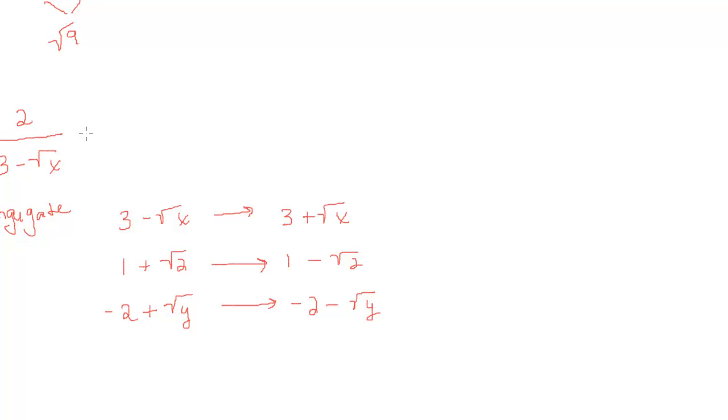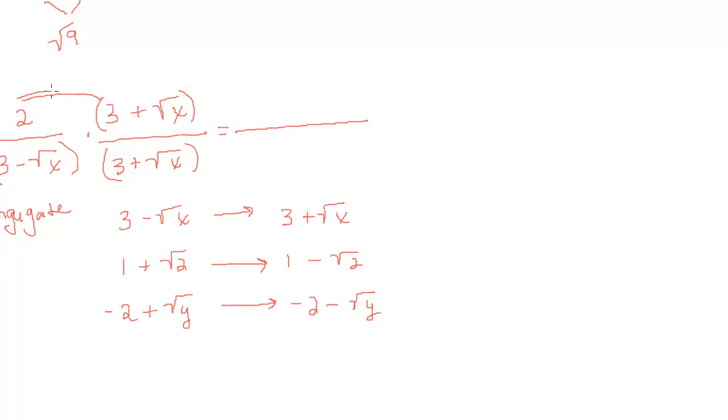So back to the problem, I'm going to multiply top and bottom by the conjugate, 3 plus root x over 3 plus root x. So now when I go to multiply, we need to remember that these are just understood to be in parentheses, so I actually have to FOIL, and up here I have to distribute. So the numerator becomes 2 times 3 or 6 plus 2 root x, and the denominator, here we're going to FOIL. 3 times 3 is 9. Outside is 3 times root x, so that's plus 3 root x. Inside is minus 3 root x.